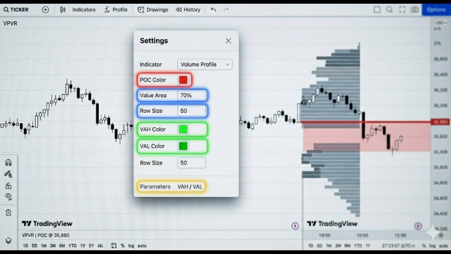Do not overload the viewer with technical menus. The goal is to show them how the tool looks, not to turn the video into software training.